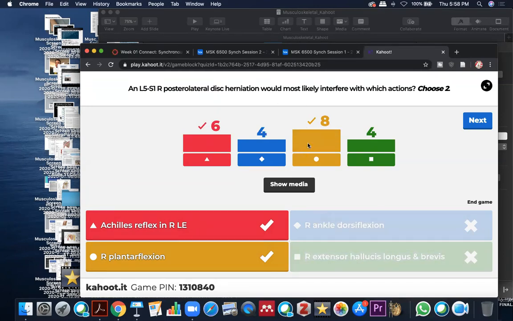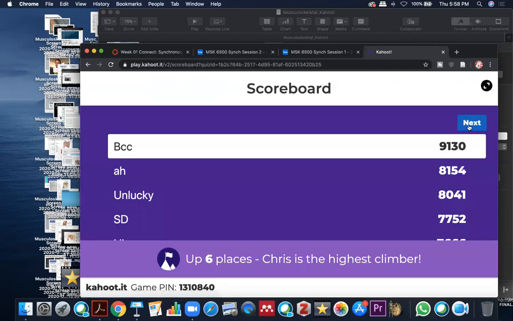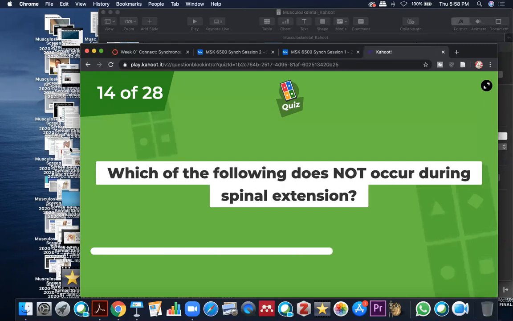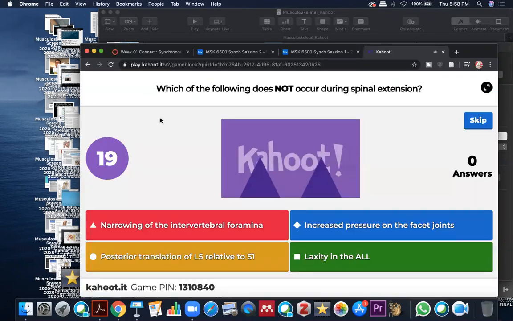All right, let's see if we can get through a few more before 6:30. All right, which of the following does not occur during spinal extension?